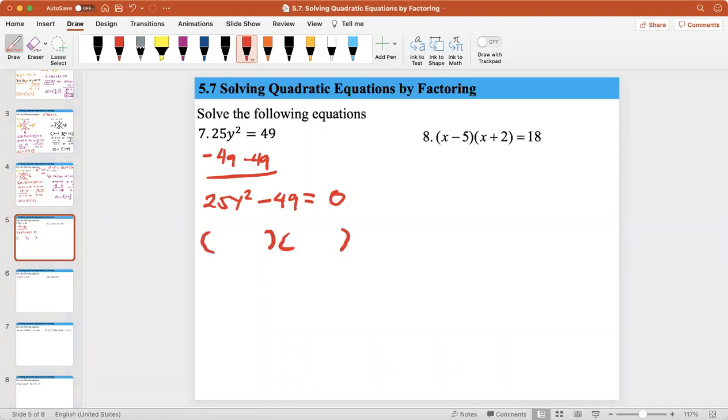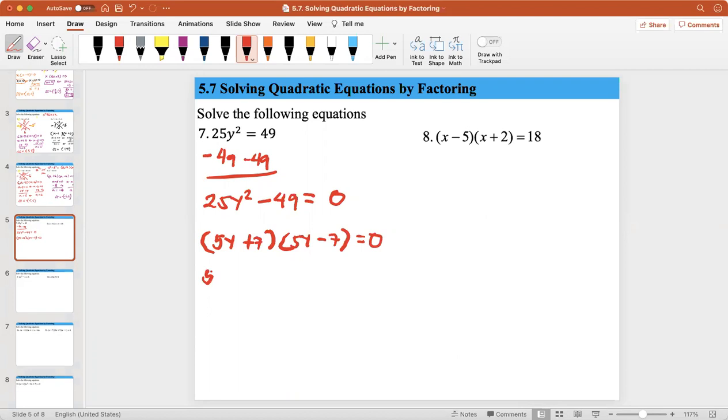Let's look at 25y squared. So what's the square root of 25? 5. How about y squared? Y. So we have 5y, 5y here. Next up, 49. Square root of 49. 7. So we have plus 7, minus 7 equals 0. And then we solve for each equation after setting its factor to 0.